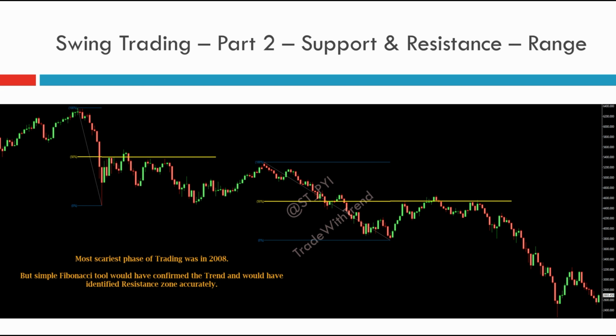Now this could have been 38.2% also or 61.8%, but that is fine. Most of the time you will see that the 50% retracement acts as an excellent indicator when it comes to identifying support and resistance levels based on Fibonacci retracement. So do keep this in mind.